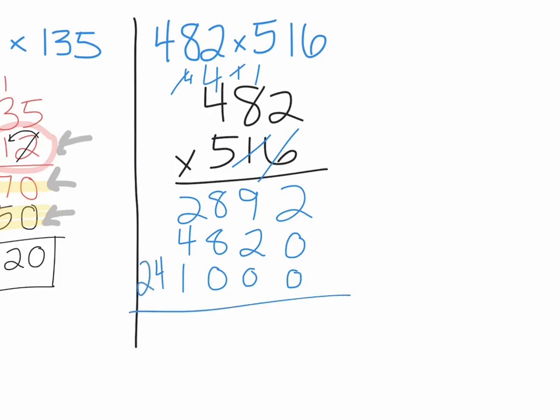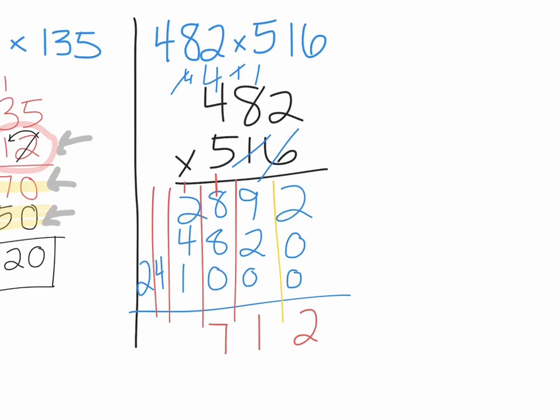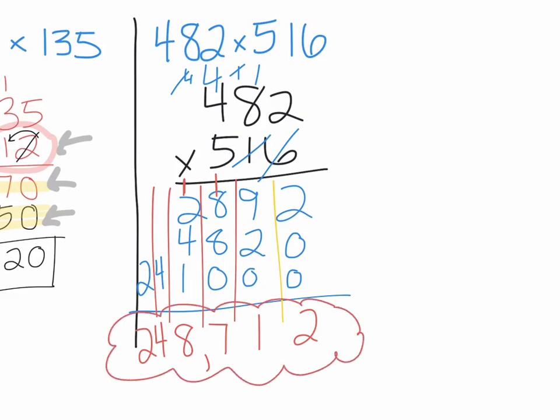Now I need to add up all my numbers, making sure that everything is in kind of the right column with each other. So as I go to add these up, 2 plus 0 is 2. 9 plus 2 plus 0 is 11. Carry my 1. 8 plus 8 is 16. Plus 1 is 17. Carry my 1. 2 plus 4 is 6. Plus 1 is 7. Plus 1 is 8. And then the next 2 numbers don't have anything to add with. So if I put in my commas, my final answer is 248,712, which is a big number, but we multiplied 2 big numbers.